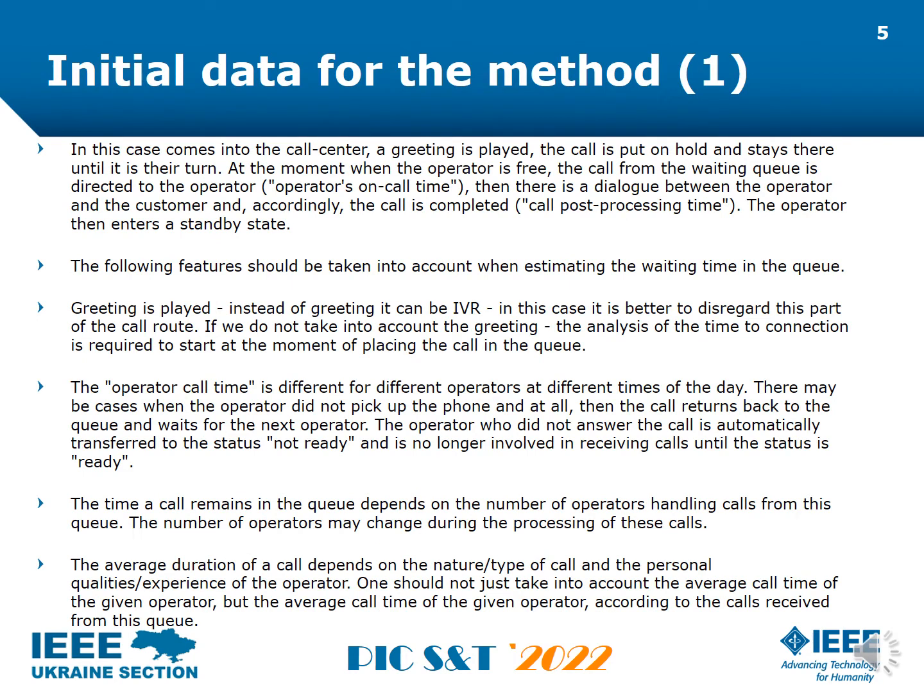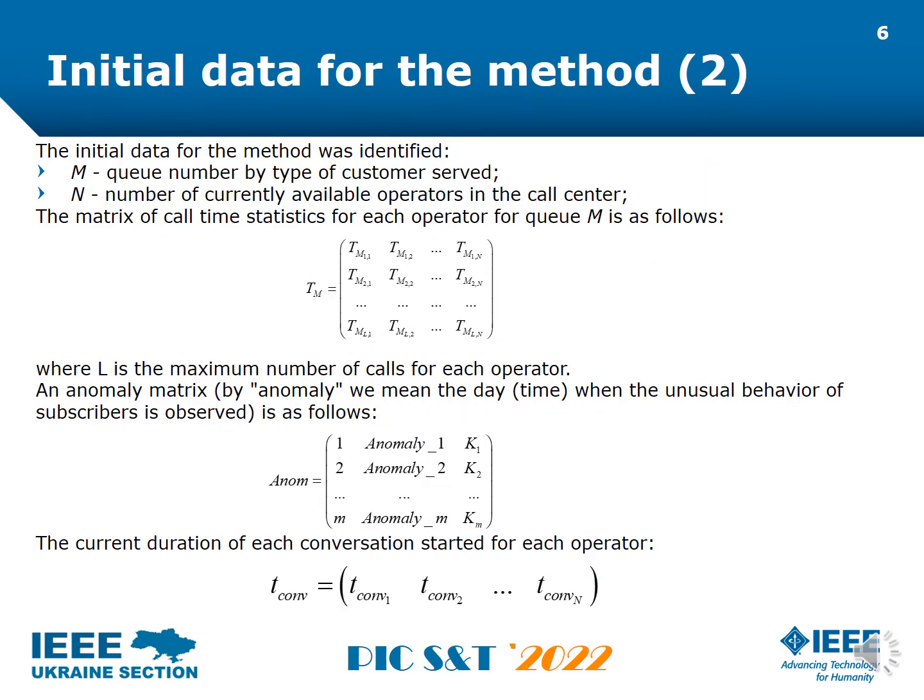So we have identified the initial data for the method, which is represented here. The initial data is the following. M is the query number by type of customer served, and the number of currently available operators in the call center, and the matrix of call time statistics for each operator for the queue is as follows. You can see it here, where L is the maximum number of calls for each operator. An anomaly matrix, by the way, by anomaly we mean the day time when unusual behavior of subscribers is observed, and this matrix can be represented as follows. The current duration of each conversation started for each operator is represented with the matrix tconf.